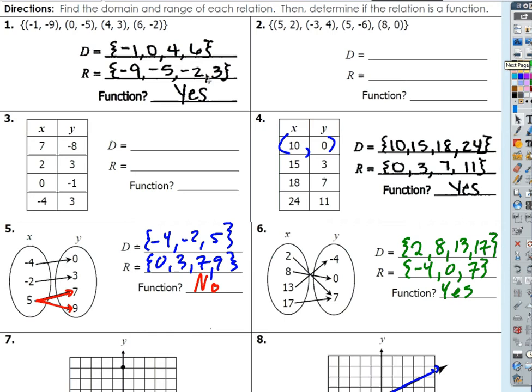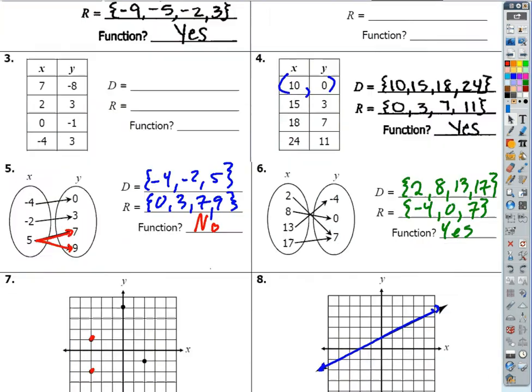Tables, same kind of thing. The domain would just be all of the x values, we put them in order for the domain. The range is all the y values, put them in order for the range. So these are all functions because each x value has one output.